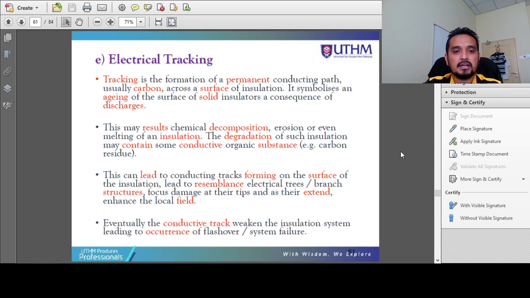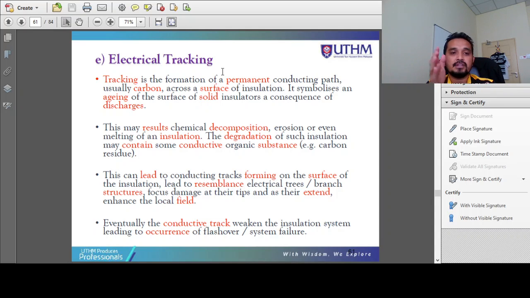Now we come to the last one, which is electrical tracking. Just like its name, tracking means a track that forms on the surface of the insulator, on the surface of the dielectric material, after a certain period of operation. Just like jungle trekking. For those who like to climb a mountain, they would seek the adventure of jungle trekking.